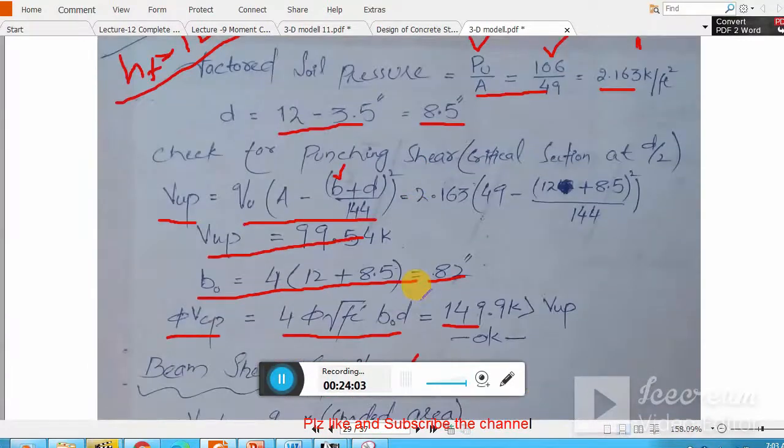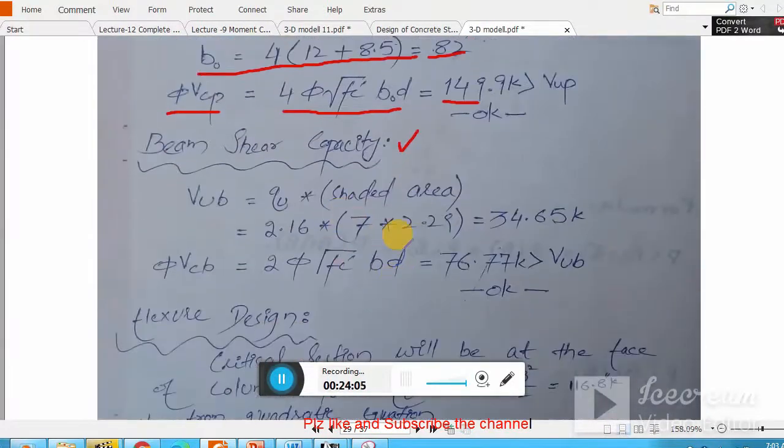Here I have this one, 2.29. Clear? So that distance is basically 2.29, and multiply with 7. So this is basically this shaded area. You see the shaded area, the width of this shaded area is 2.29 feet, and the length is 7 feet, and this exists at a distance of d from the face of the support.